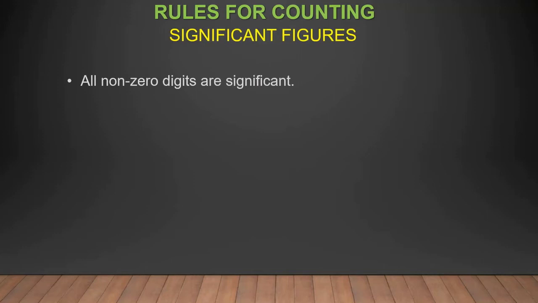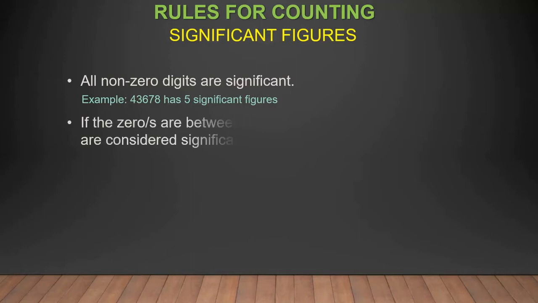All non-zero digits are significant. For example, 43,678 has 5 significant figures. All of them are non-zero, hence they are all significant.